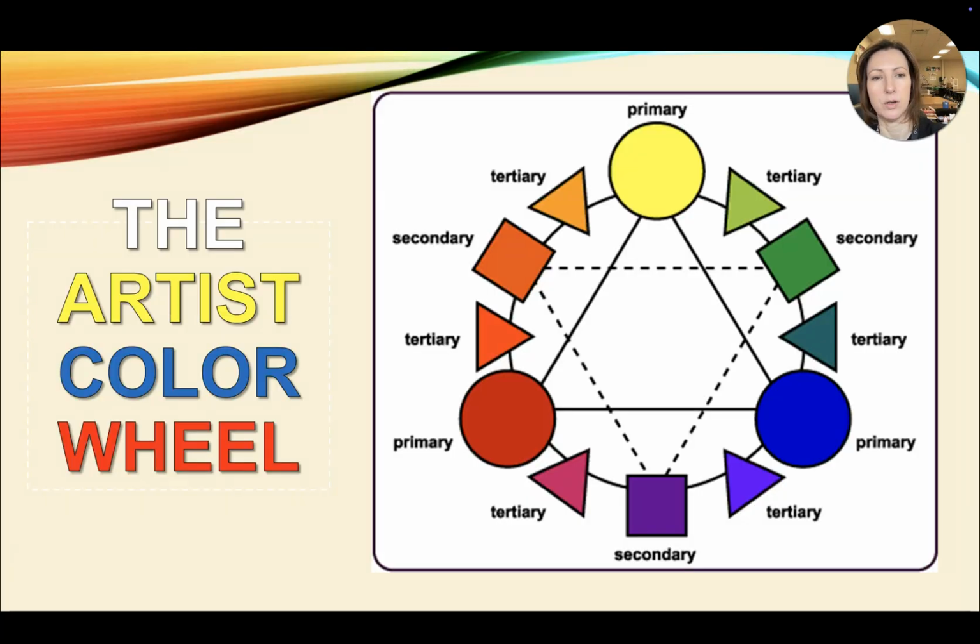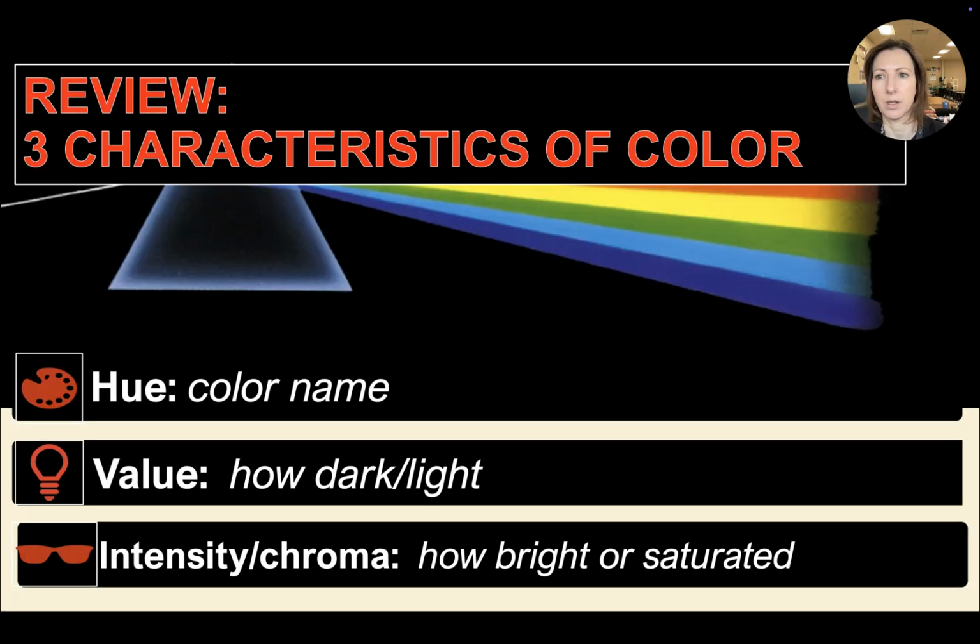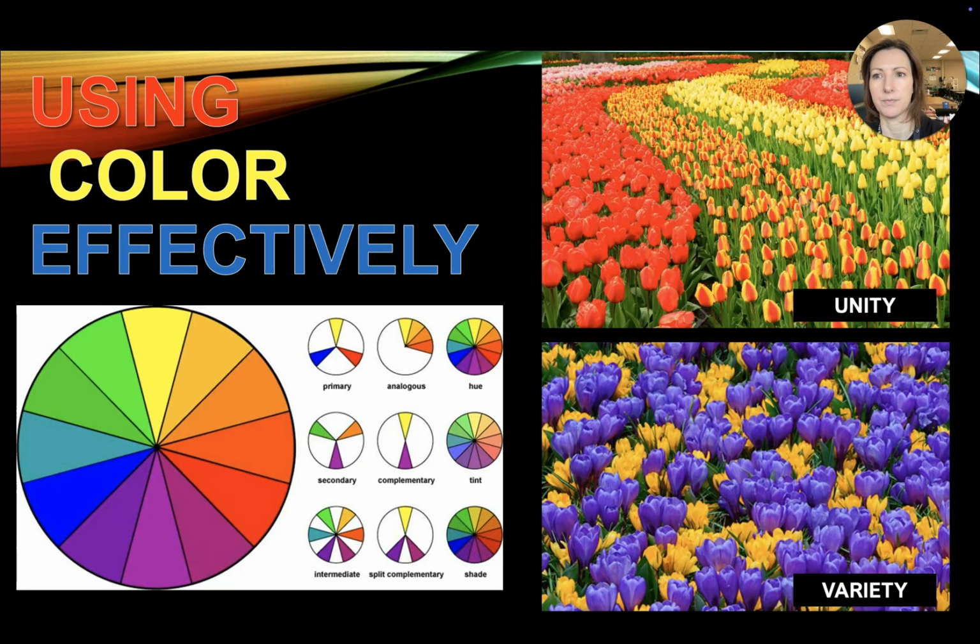So just a review of our artist color wheel. Our primary colors are red, blue, yellow. Our secondary colors are orange, green, and violet. And then our tertiary colors are yellow-orange, yellow-green, blue-violet, and red-orange. And then also the three characteristics of color are hue, which is the color name, value, which is how light or dark the color is, and then intensity or chroma is how bright or saturated the color is.